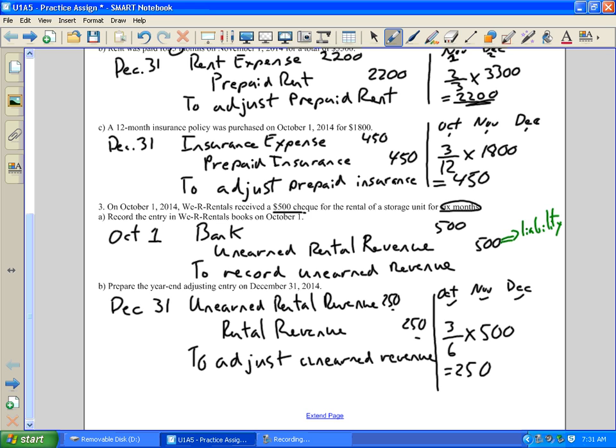Adjusting entries part 1. Now, first off, I'll apologize for the really messy handwriting. I can't fix it at this stage. So hopefully it makes some sense.